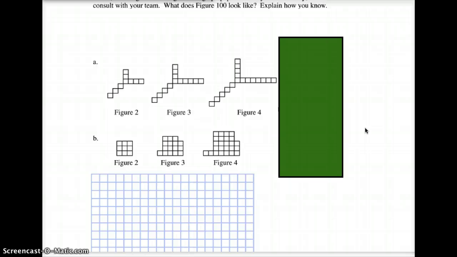Well, actually, let's just start with A. So look at figure 2, 3, and 4. Pause the video until you have figured out what you believe figure 1 would look like and what figure 5 would look like, and try and draw that on your paper. So pause the video now.